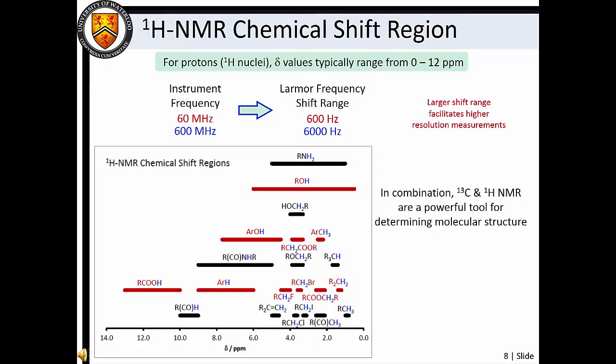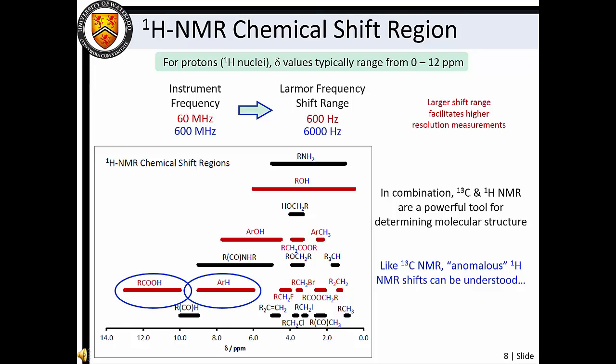We can also identify specific chemical shift ranges for the different chemical environments of hydrogen nuclei. Since carbon-containing molecules often contain hydrogen atoms too, the combination of carbon-13 NMR and proton NMR is a powerful tool for determining molecular structure. As was the case with carbon-13 NMR, proton NMR also exhibits chemical shifts that appear to be out of the ordinary on first glance. For example, carboxylic acid protons and protons bound to aromatic carbons are especially de-shielded compared with most other proton chemical environments.